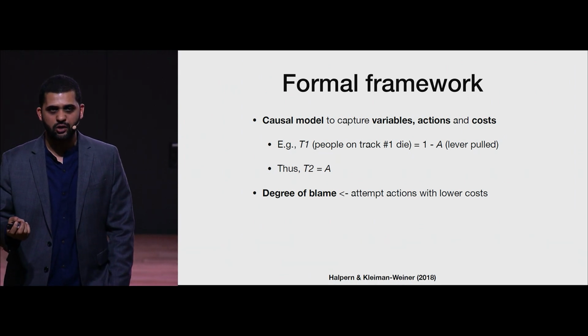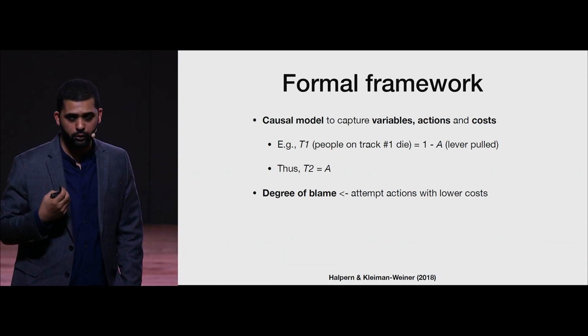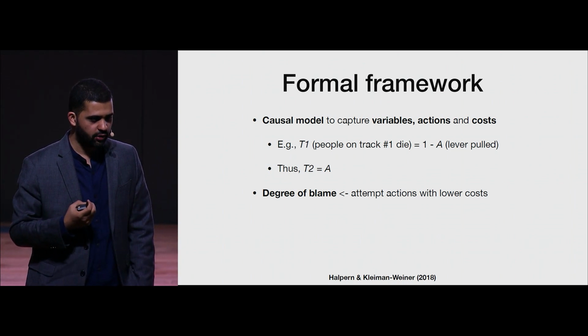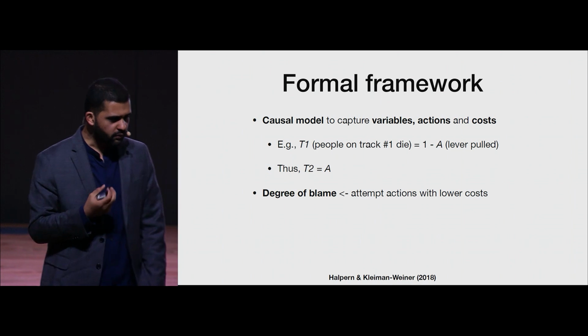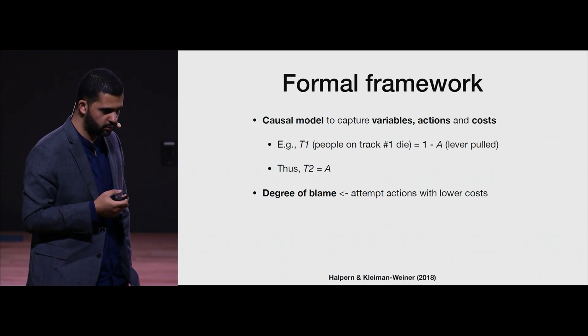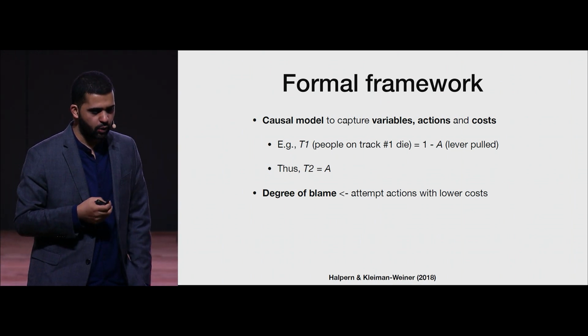And of course, its value will be 1 when you don't pull the lever, right? So when A is 0, and its value will be 0 when you do pull the lever, right? So this is a very simple model to capture the domain. And the idea is that you define a notion of blame that really attempts actions with lower cost. And these costs are meant to capture the kind of tricky decision-making that you would find in this situation.